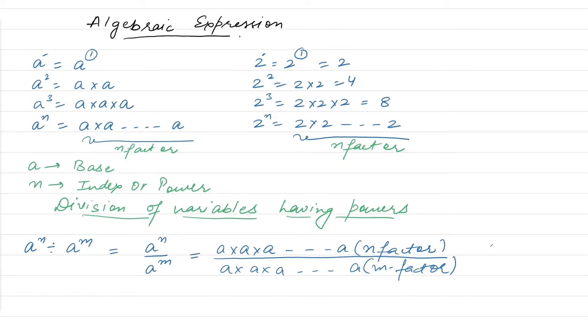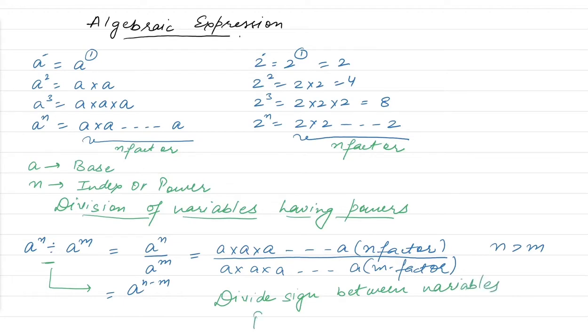So in this one, n is greater than m. So this can be written as a to the power n minus m. That means if there is a divide sign between the variables, the powers will get subtracted. So divide and subtract. Just need to learn this one. Divide between variables, the powers will get subtracted. Let's do a few questions related to that for more understanding.